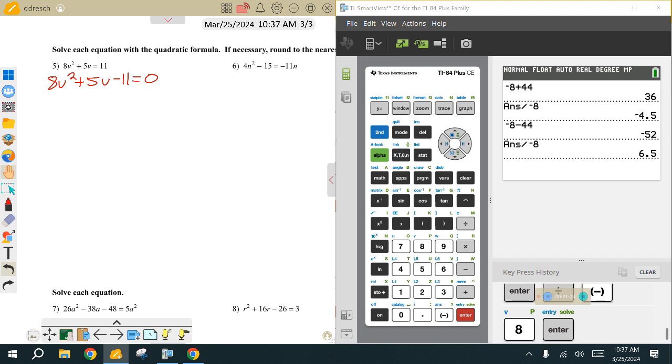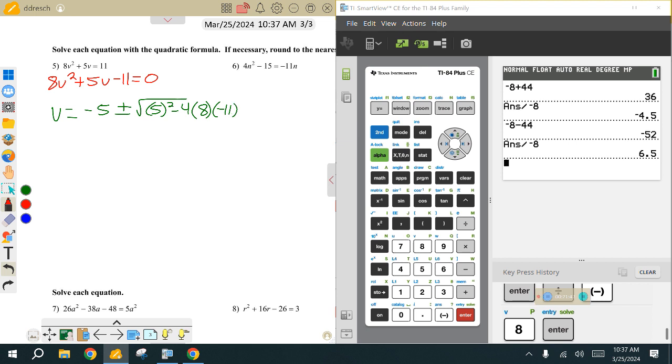Okay, we're using the variable b. It says negative b, negative 5, plus or minus, square root of b squared, so 5 squared, minus 4 times a. What's a? And what's c?